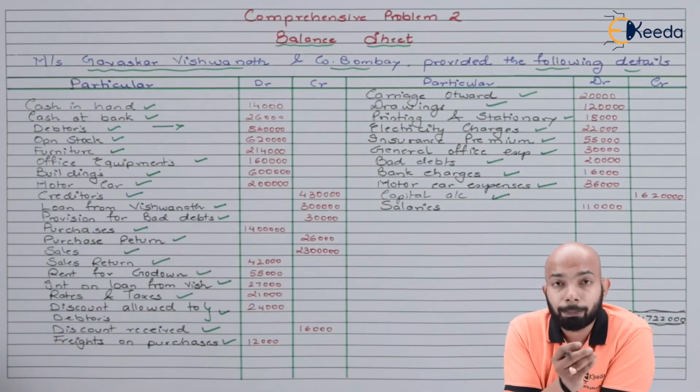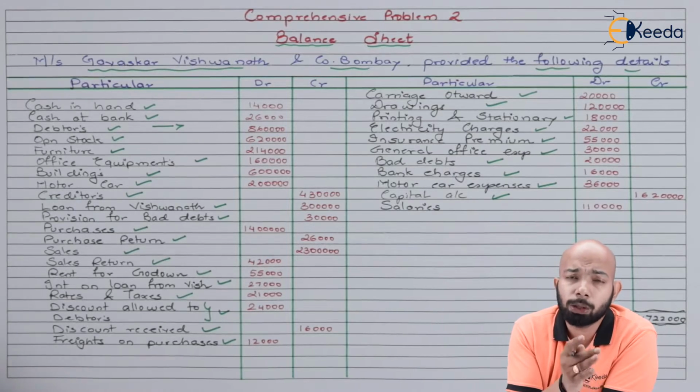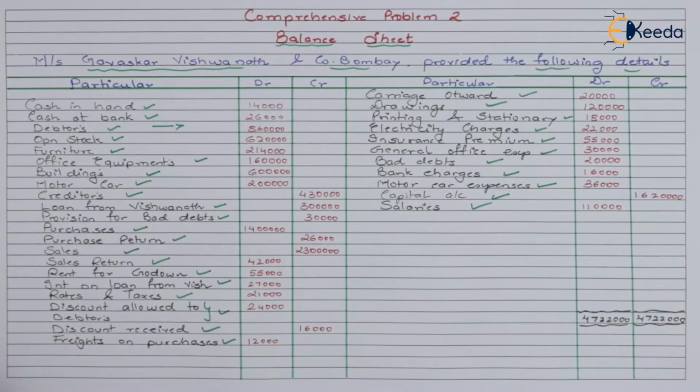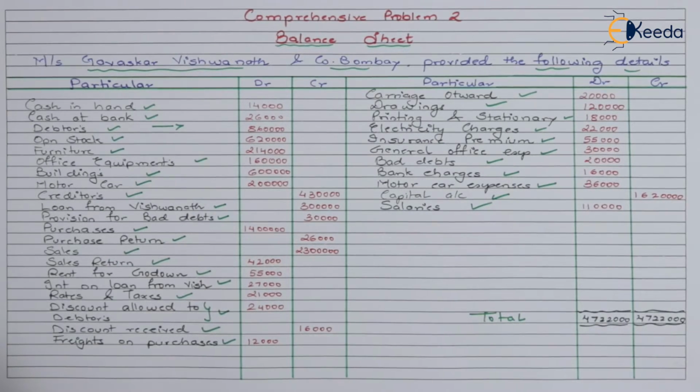Capital balance, which will be a part of the balance sheet, is 16 lakh 20,000, to which the net profit or net loss will be added or subtracted. Salaries are 1 lakh 10,000 in total. The total of this trial balance comes to 47 lakh 22,000, on both the debit and credit side. Now, this is just the trial balance. The next part of the question is the adjustments. So once this has been completed, let's go ahead and jot down the adjustments.